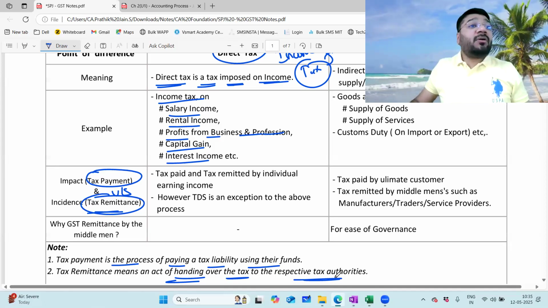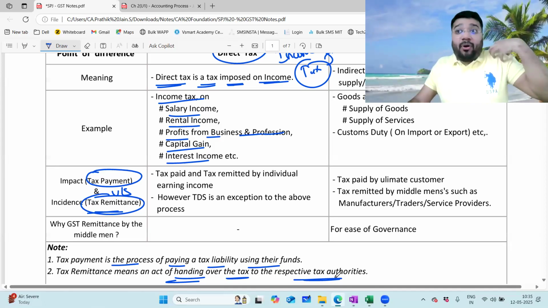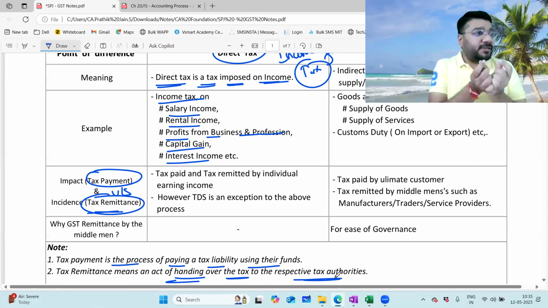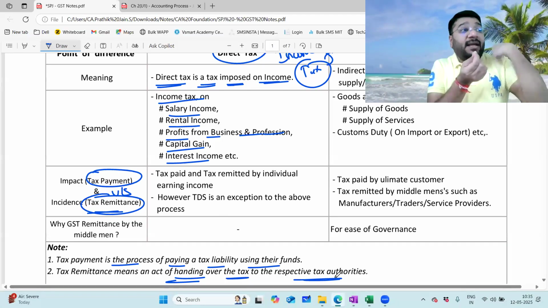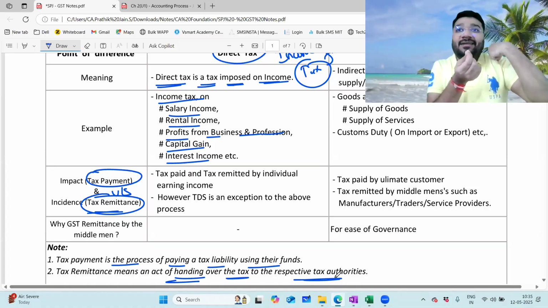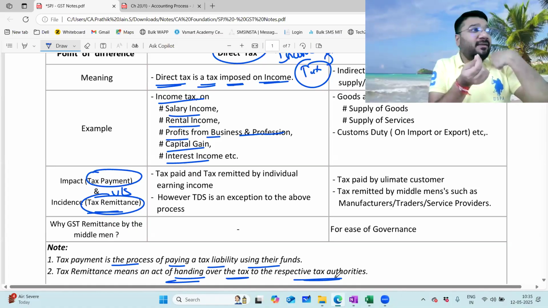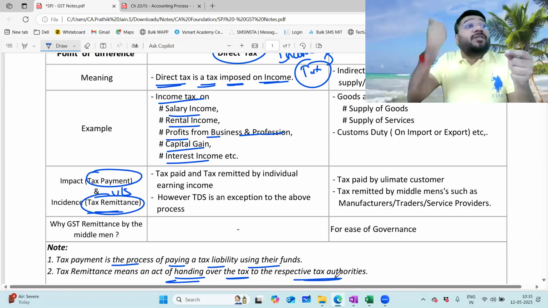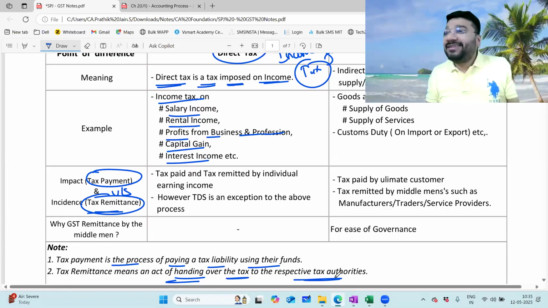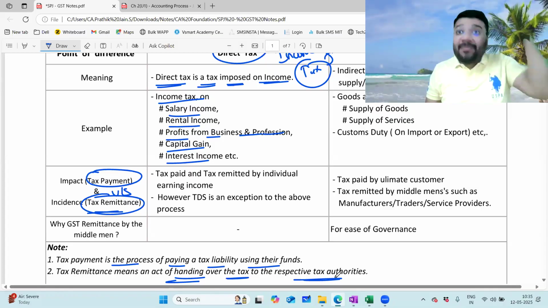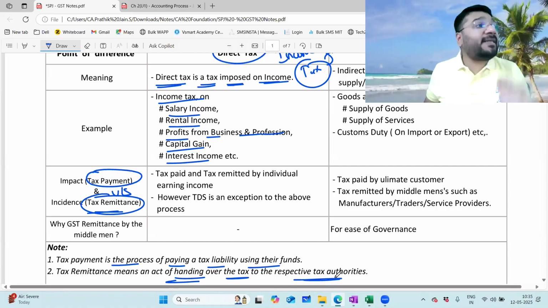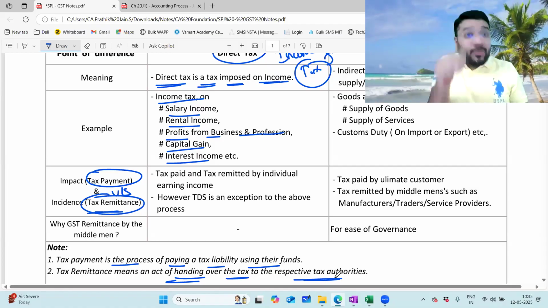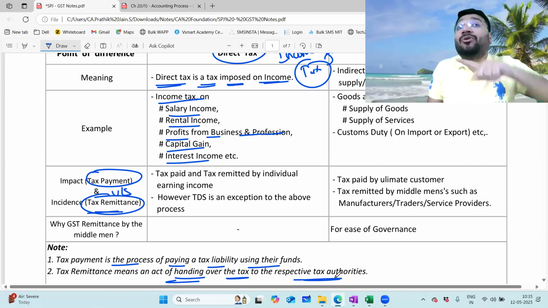In my pocket, I have 100 rupees. In that, I'll pay 30 rupees to the government. So 30 rupees is a reduction in my pocket. Correct? It's a dent in my pocket because I'm suffering that tax. So I'm a taxpayer. I'm paying tax. But remittance means what? This 30 rupees, who is responsible for handing it over to the government? Who is going to be the remitter of the tax? Should I be the remitter or should I assign this work to somebody else? So in the income tax, in the direct tax, the government says that the person who is paying the tax is given the responsibility to remit the tax also.